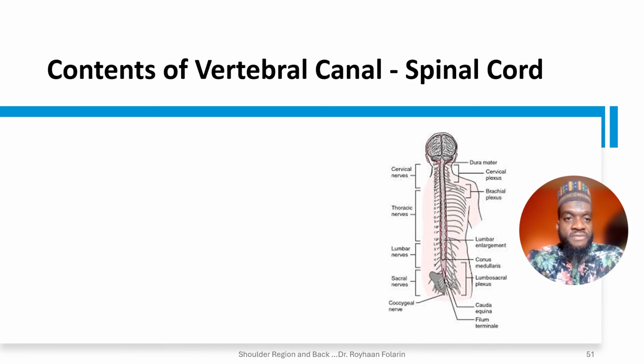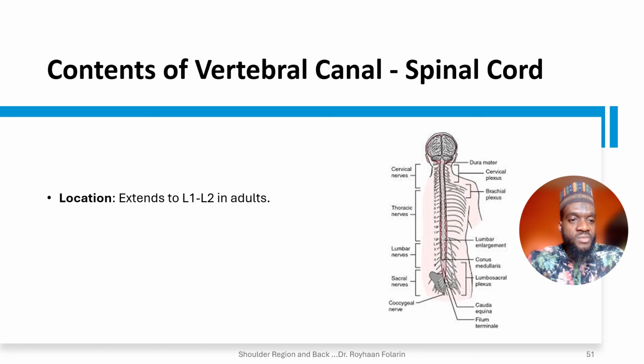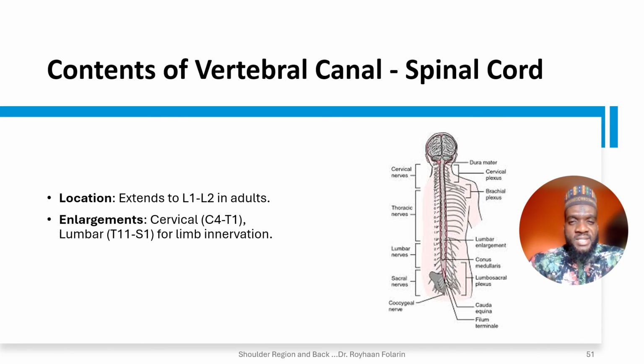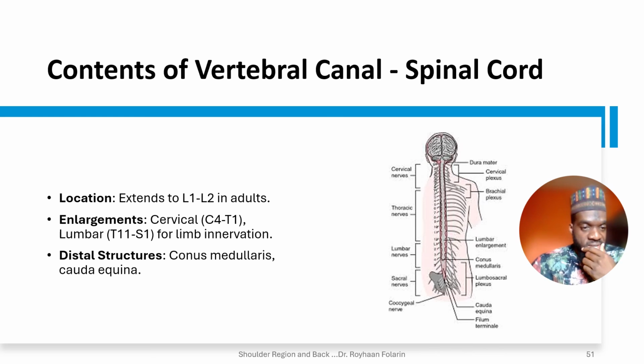The content of the vertebral canal is the spinal cord. It extends from the base of the foramen magnum down to the first or second lumbar vertebral level in adults. That's where you have the conus medullaris. Then you have the enlargements at the cervical and lumbar parts, for limb innervation. And you also have distal structures like the conus medullaris, as I mentioned earlier, and the cauda equina.